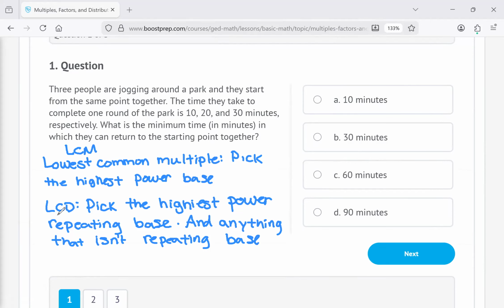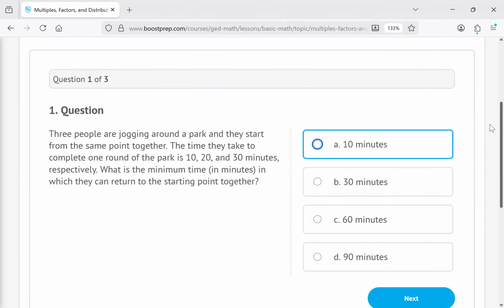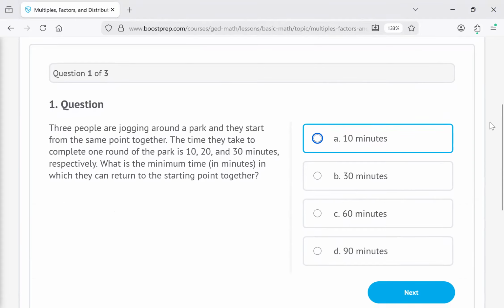Okay, I'm going to clear, and I'm just going to do question one. Question one says three people are jogging around the park and they start from the same point together. The time they take to complete one round of the park is 10, 20, and 30 minutes, respectively. What is the minimum time in minutes in which they can return to the starting point together?